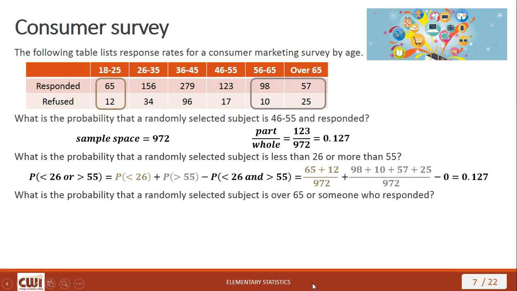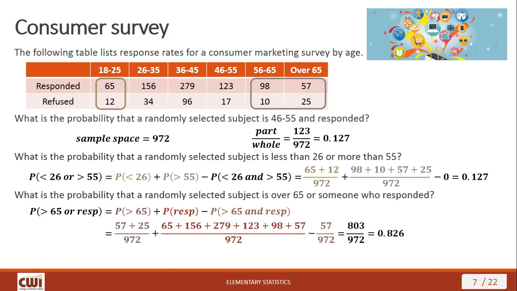Here's another question. What is the probability that a randomly selected subject is over 65 or someone who responded? Again, here's our math. So the probability of the first event, over 65, plus, which is symbolized with the or, the probability of the second event, which is that they actually responded to the survey, and they're going to subtract out all of the outcomes that are being counted in both of those events. When we do that, here's what we get.